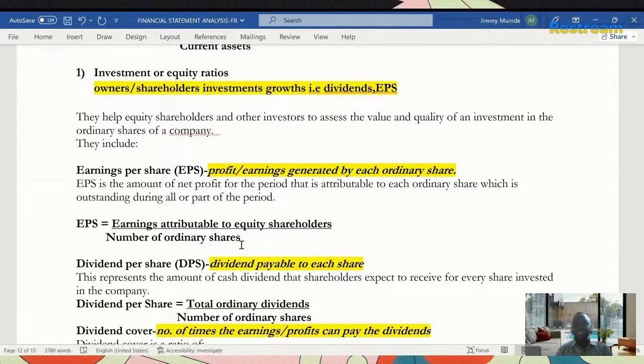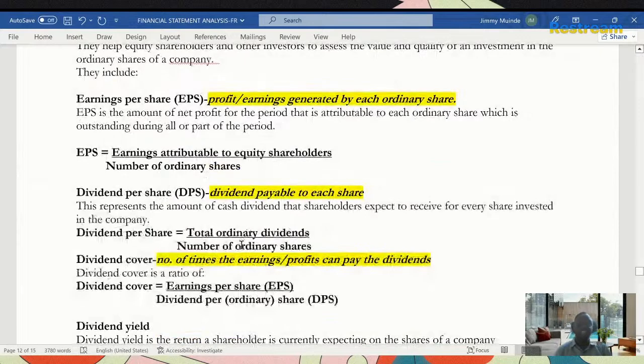This is given by the earnings attributable to shareholders. When I talk of earnings attributable to shareholders, definitely I offset against, or I net the dividends to preference, because preference shareholders are not equity shareholders, divided by the number of ordinary shares. Then we also have dividend per share, which is the dividend payable to each particular ordinary share, which is given by the total dividends divided by the number of ordinary shares.